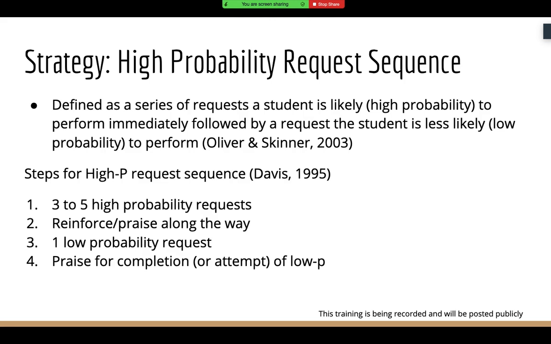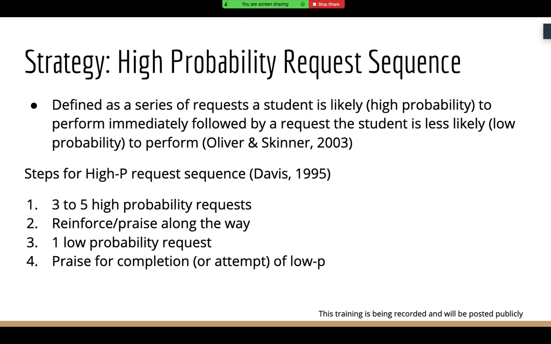So the specific steps that you would follow are: you present 3 to 5 high probability requests. Again, the high probability requests are items that they have a high probability of completing because they're fun, because they already know how to do them. Clap your hands, touch your nose, do 5 jumping jacks. If those are things that your kids already know how to do and that you can make fun, those could be your high probability requests.